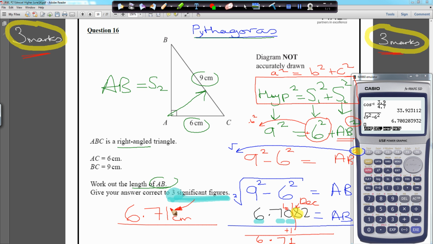Okay, folks, that's how we do question number 16, a Pythagoras theorem question. It is worth 3 nice marks. This question is the one where we have to rearrange it. Start with this formula, put your values in, rearrange it, put it in a calculator, do it. This is nice, 3 marks in the bag.